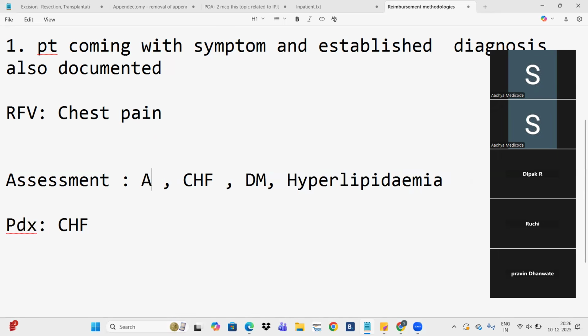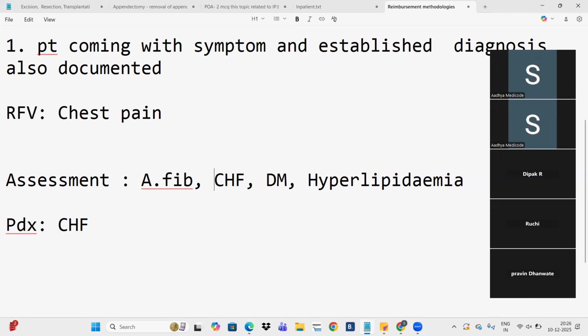Next concept: the patient comes with a reason for admission, a symptom, and they find multiple diagnoses related to the reason for admission. Multiple diagnoses are documented, all meeting the definition of PDX. At this time, check the DRG value. Whichever condition has the higher DRG should be the PDX.